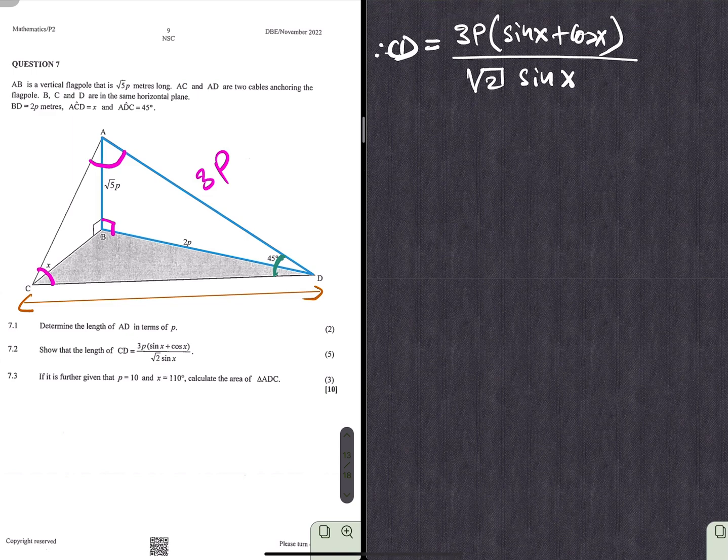Let me look at 7.3. We are almost done. 7.3, if it is further given that P, okay, so let me put it down. P is 10 and X is equal to 110 degrees. Calculate the area of triangle ADC, that big triangle there. We want to find the area of it. So if you look at that area of that triangle, it's not a right angled triangle. So we are going to use the area rule to find that area. How do you do that?